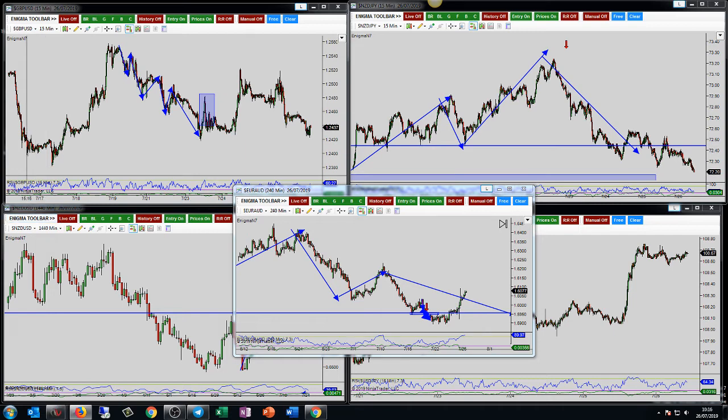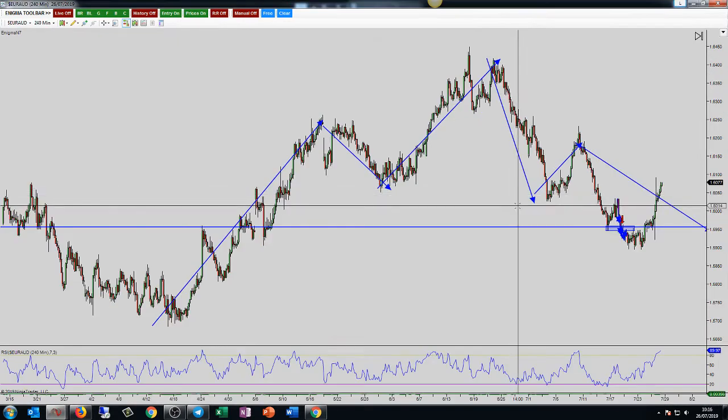Just want to check on my trades. Ooh, we're getting the move on the Euro New Zealand, we're getting the move on the pound dollar, we're getting the move on the Euro Swiss. Am I actually going to see some winners?